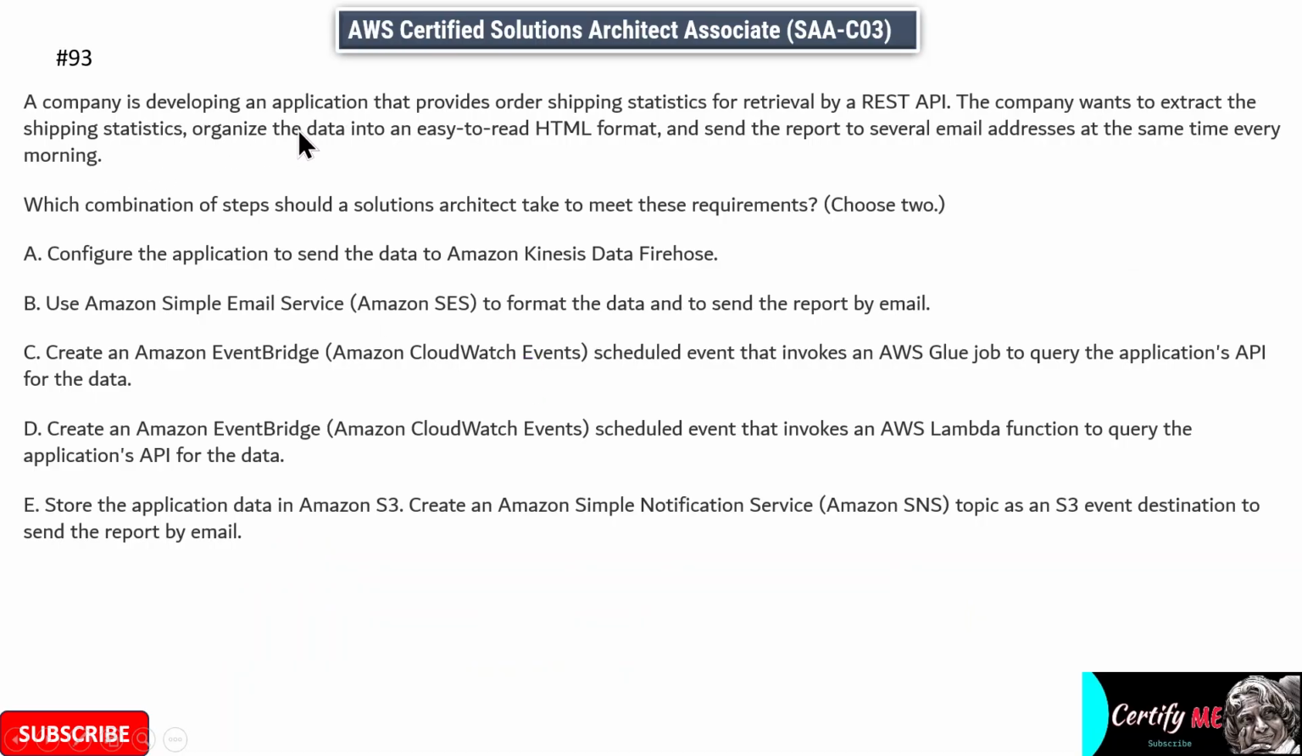A company is developing an application that provides order shipping statistics for retrieval by a REST API. The company wants to extract the shipping statistics, organize the data into an easy to read HTML format, and send the report to several email addresses at the same time every morning. Which combination of steps should a solutions architect take to meet these requirements? Choose two options.